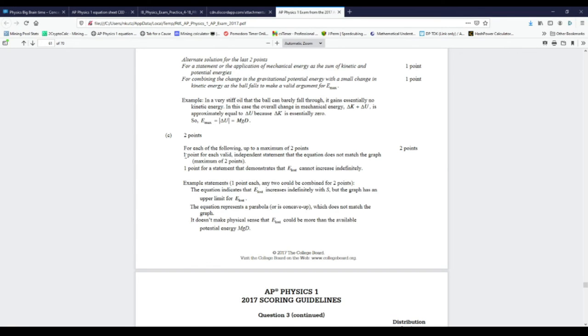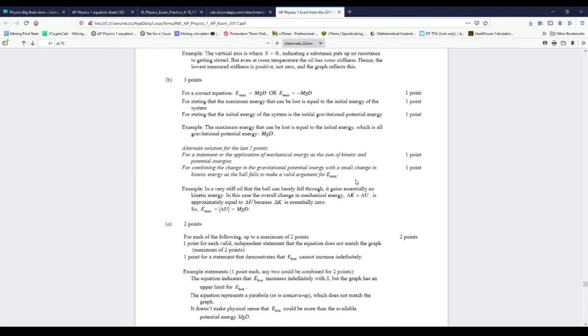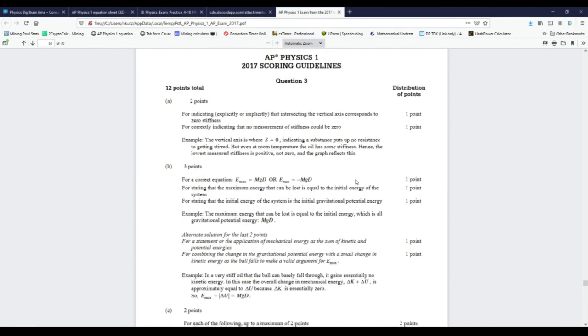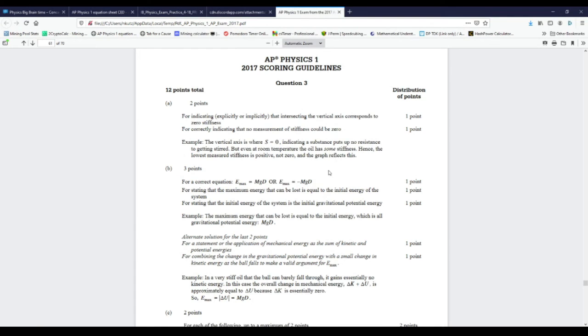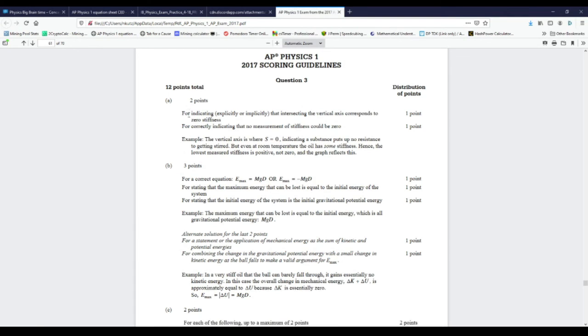Alan, technically both of mine would have gotten 2 points. I just wanna point that out. Listen, this is what I mean about AP: you gotta look at the points. The first point was 1 point for each valid independent statement that the equation does not match the graph. So that's my square root one, and then my second one, about a horizontal asymptote, says the energy lost cannot increase indefinitely. So my 2 points got all the points. You said the same thing twice. So far, I have only missed part A because I didn't read the question right.